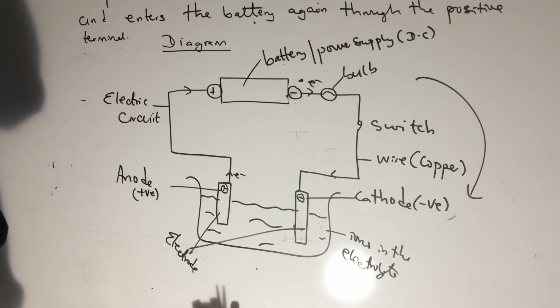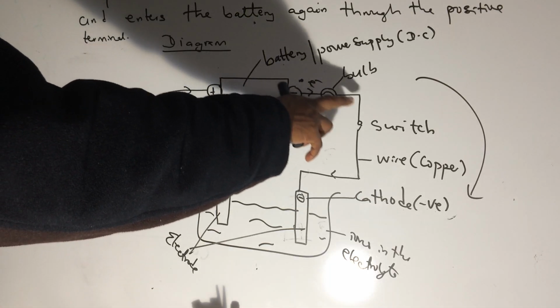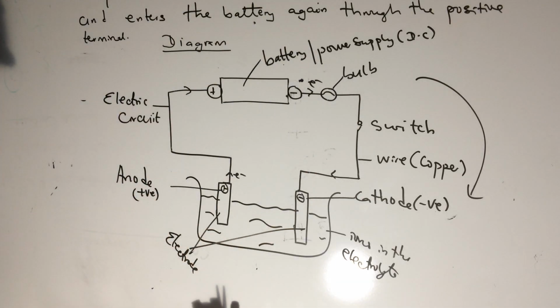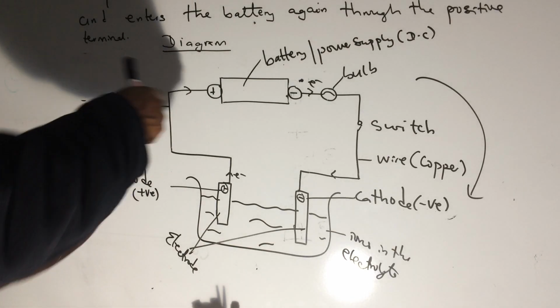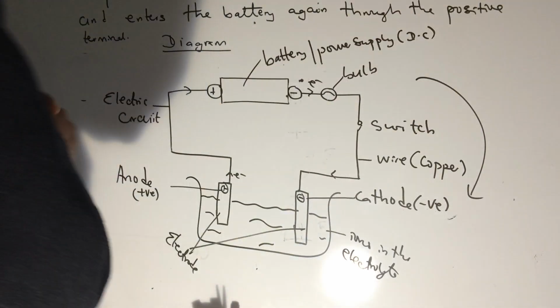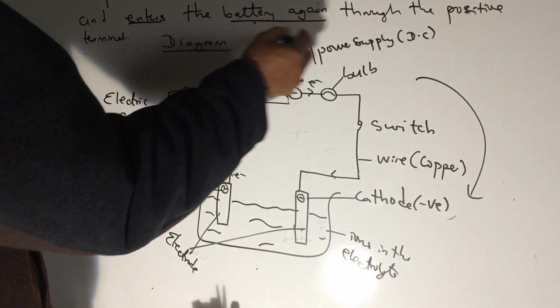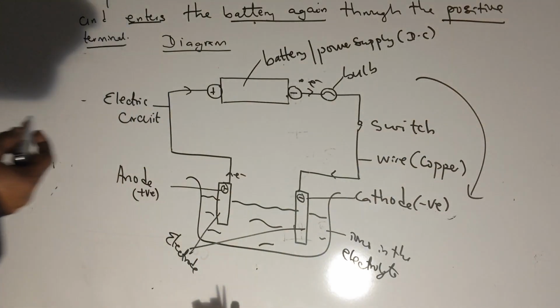Two things you must take from here: the battery's function is to pump or push electrons around the circuit. The electrons travel in a clockwise direction from negative to positive, flowing through the various devices attached to it, which are all conductors attached to the electrolytic cell, and enter the battery again at the positive terminal. Don't forget, electrons leave the battery at the negative terminal, right? And enter the battery again through the positive terminal. I hope this is understood.